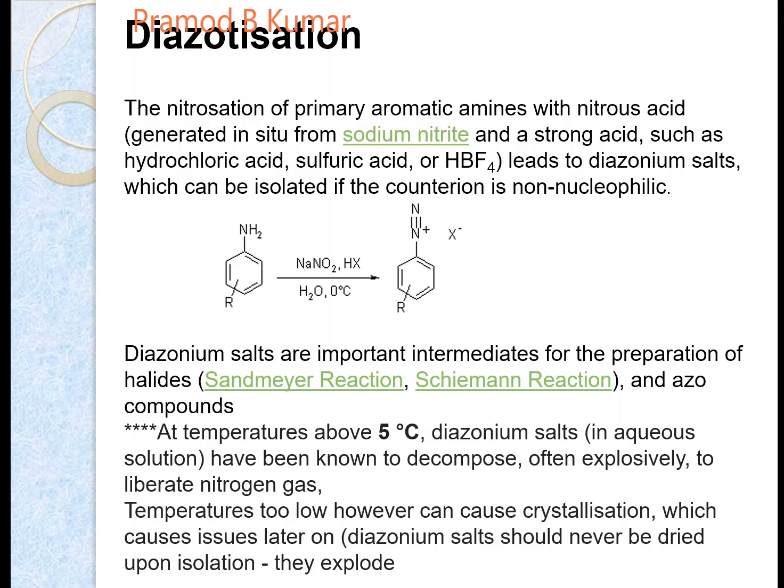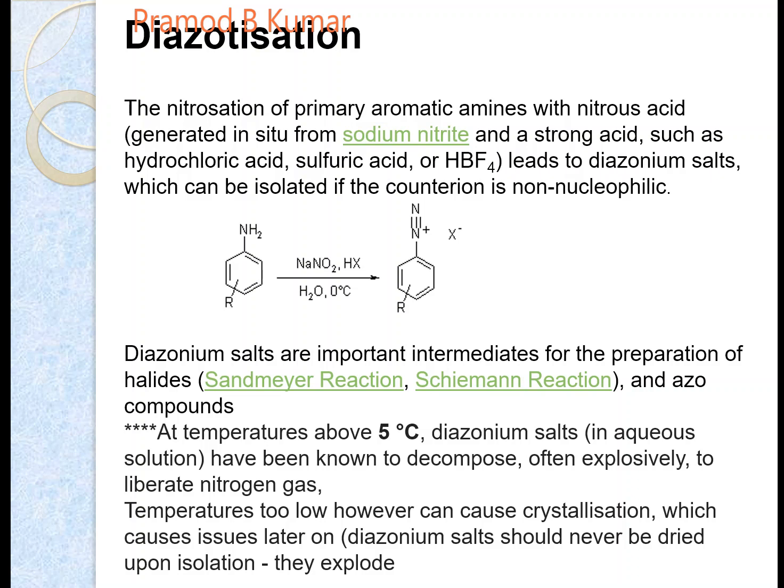It is also used as an intermediate for preparation of various azo compounds, that is dyes. The very important thing is the temperature above 5 degrees. Diazonium salts in aqueous solution are known to decompose and are explosive in nature. That's why your diazotization should be done at 0 degrees, or else it decomposes with the release of nitrogen, and it forms a very reactive electrophile which can react with anything, a highly reactive species. So the temperature should be maintained at 0 degrees for the diazonium salt.